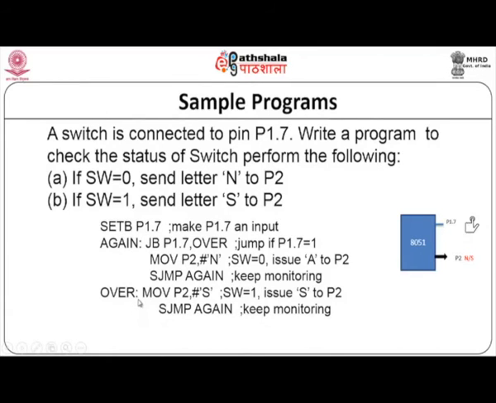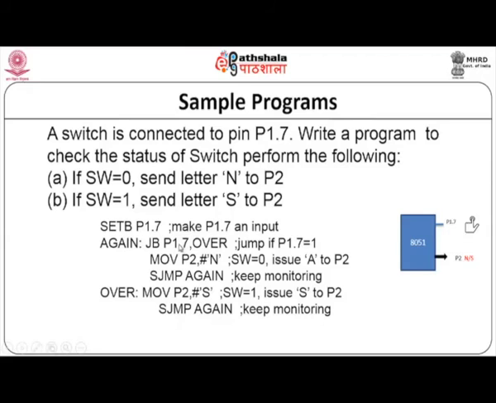If I am coming over here, I have to make MOV P2, #'S'. Because it is immediate addressing, S is a character of 8-bit length, which will be moved to my parallel port P2. So, S is moved to P2, SJMP again, I come over here.